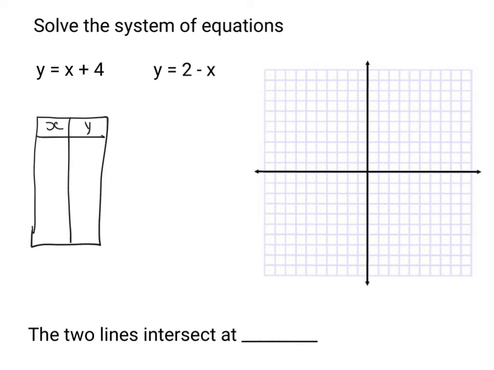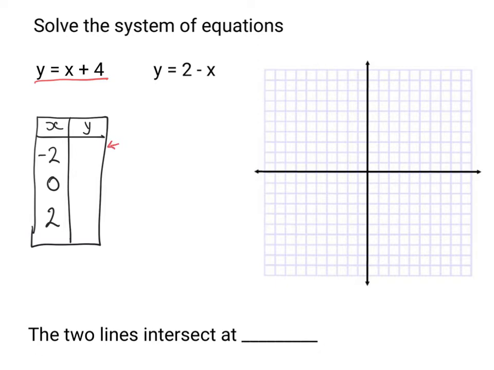X values will be on the left, Y on the right. And for the X values, I'm going to use -2, 0, and 2. You can use any values, but make sure you've got some negative numbers in there and positive. So this is our equation that we are going to use, and every time we see X, we're going to use the values on the left-hand side.